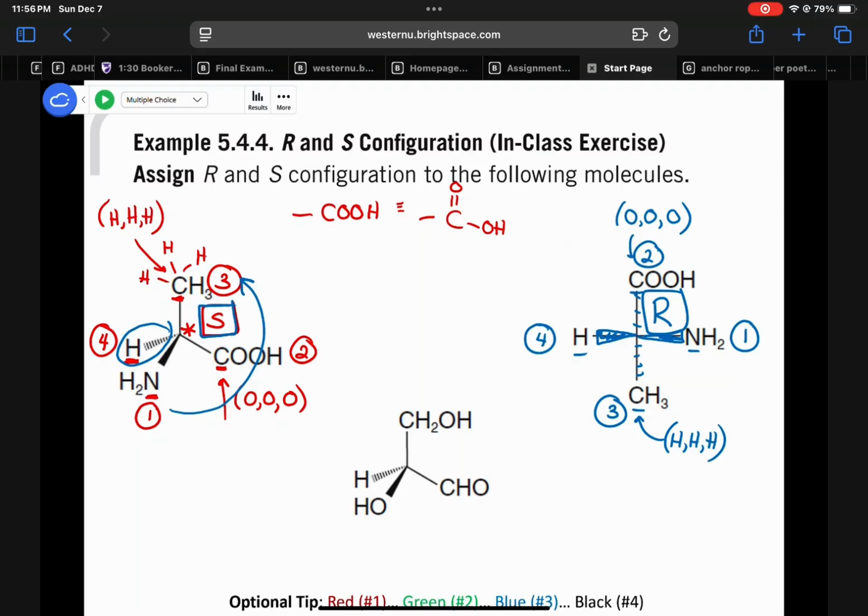You can imagine, if you just looked at the page without your model kit, the hydrogen is coming towards you, and so you have to come from behind over here and look at it from a backwards perspective. You can do that, or you can build the model, match it, move it, and fully confidently assign R or S. We're going to wrap it up there today.